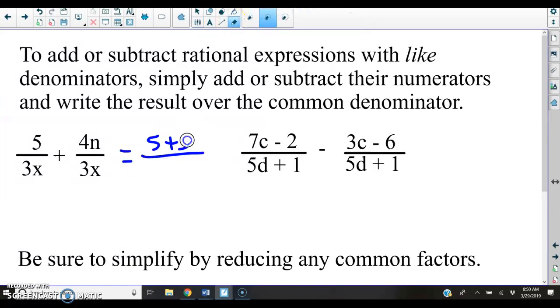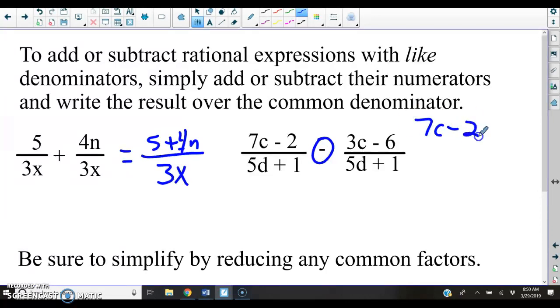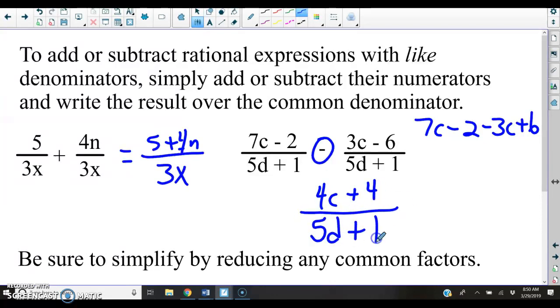Oh, sorry, I was looking at the denominator. 4n, and your common denominator stays your denominator. Okay? Think of pie. If you have 2/6 in one pan and 3/6 in another pan, it makes 5/6 of a pie. Right? Be careful if it is a minus, because that minus carries through. So your numerator, you're going to do 7c minus 2 minus 3c plus 6. So this is going to be 4c plus 4 over 5d plus 1.